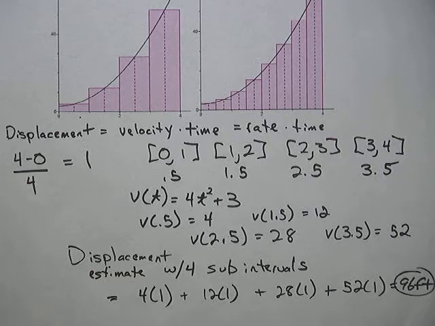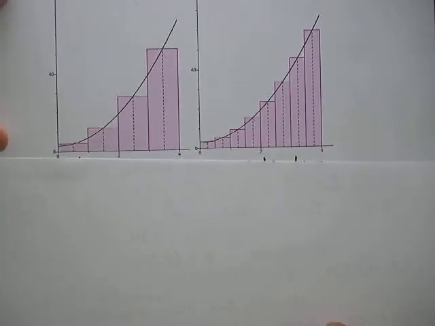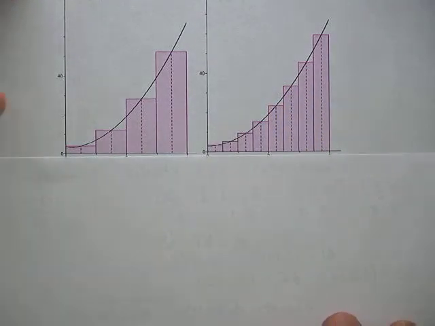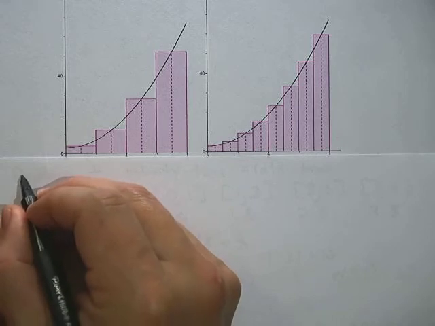Okay, now we're going to do this again, but we're going to double the number of subintervals. So we're going to do it with 8. It says repeat for 8, so now we're looking at the right graph. We're looking at this graph right here, and we're going to have 8 subintervals. If we have 8 subintervals, we still need to figure out what our subinterval length is.